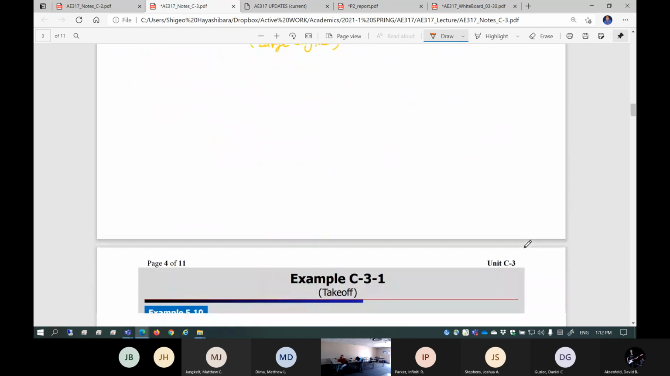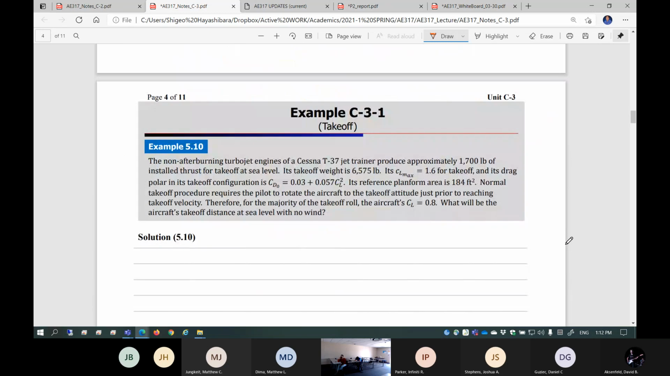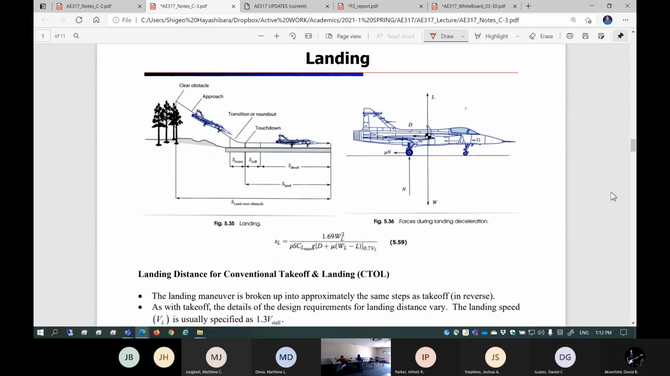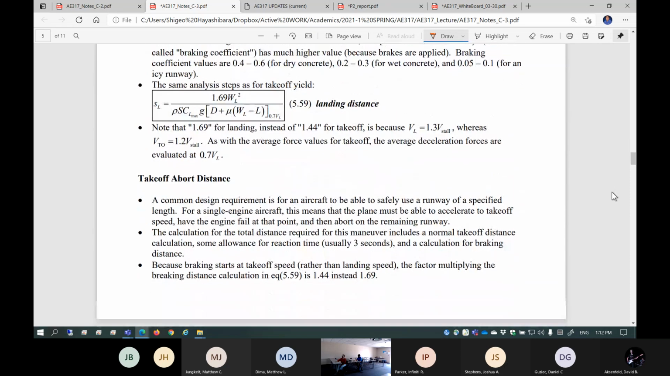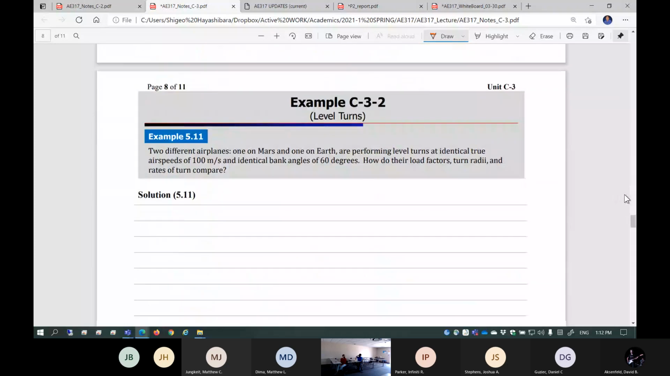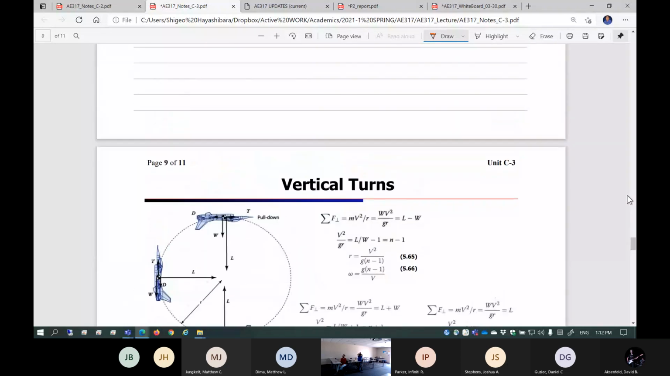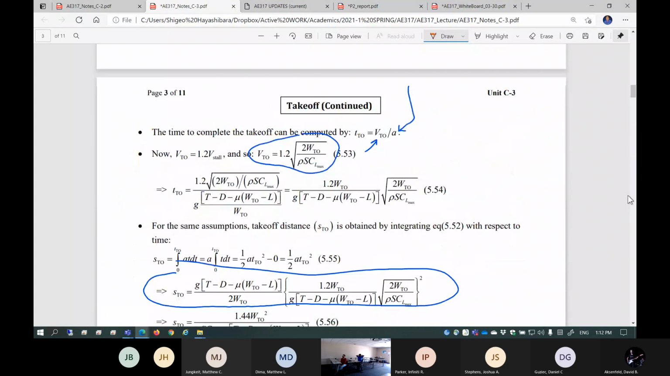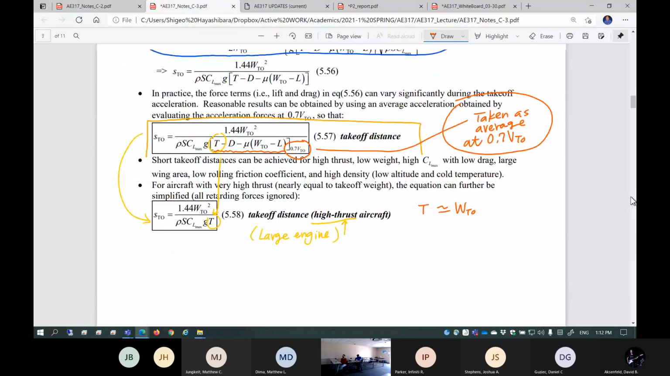Okay, so just about 5 more minutes. Next class, we are going to take a look at example C31. This is a takeoff example. And then we are going to look at the landing constraints. This is also another performance. And then level turn and vertical turn. Okay, so that's the unit C3. Let's stop here today. Do you have any questions?